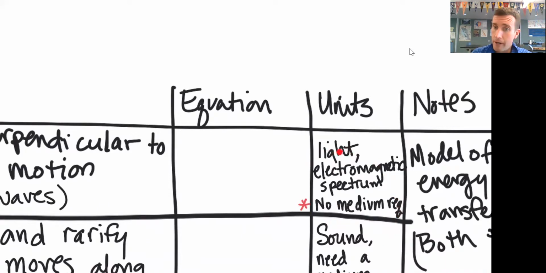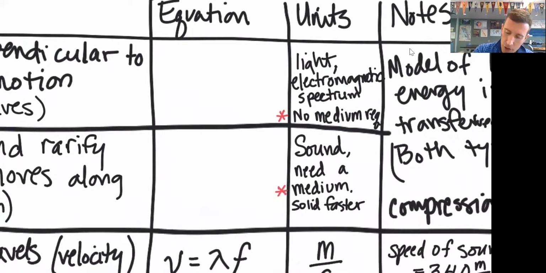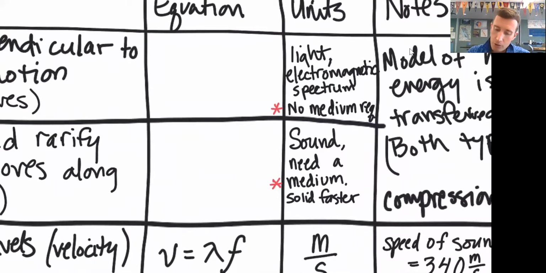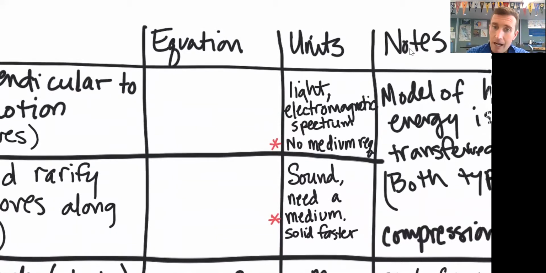A light or an electromagnetic wave, a transverse wave, can travel through a vacuum. So there doesn't need to be any molecules to move that wave or move that energy through. All right. The other type, longitudinal, an example of a longitudinal wave is sound.